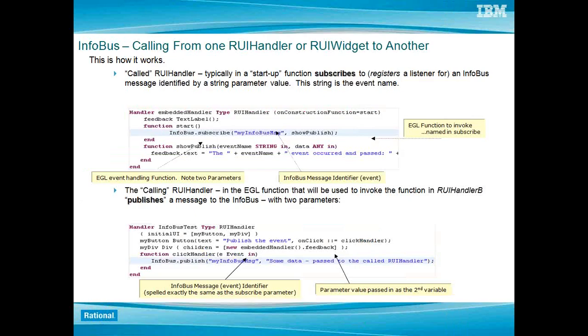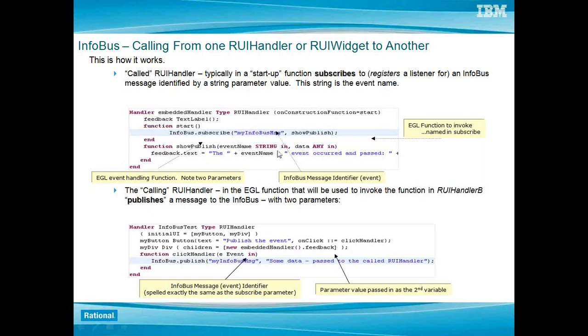Okay, here we have an example. Here we have an embedded handler. In the start function, we are subscribing for my infobus message. This is the event ID, and then we have the show publish function name. At the bottom of this function, we have the definition of this show publish function.